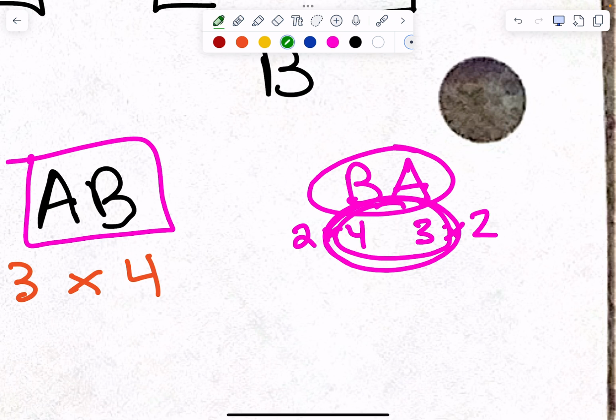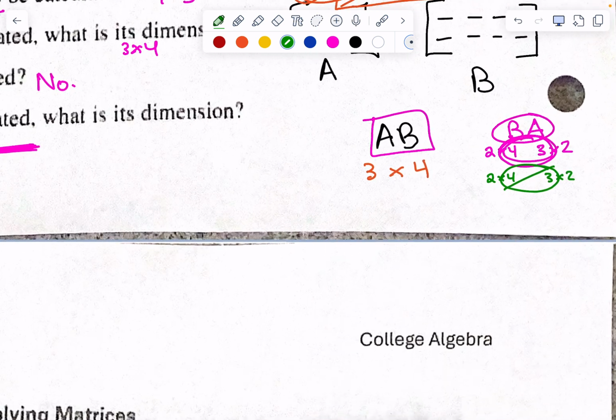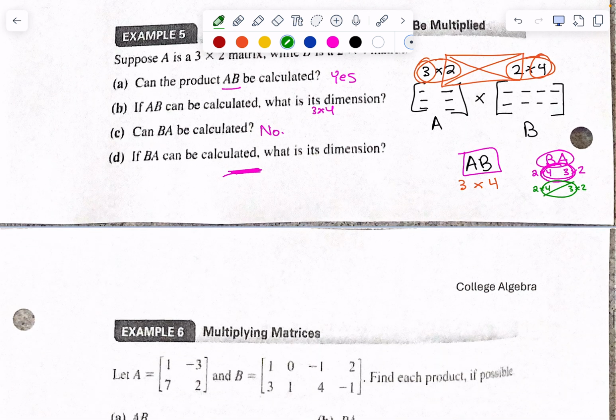Yeah, so B is a 2 by 4, A is a 3 by 2. And in order for them to be able to multiply, these two have to be the same number. So they can't even be multiplied, so we don't even worry about what the dimensions of B times A is. So you just flipped A. Yes, you flipped A and B. Yep, you just switch the dimensions up, but that will not work.